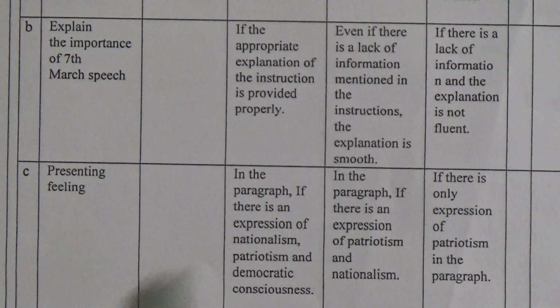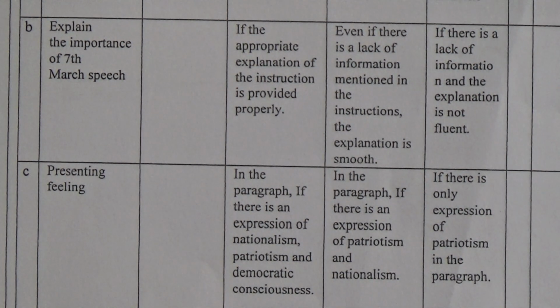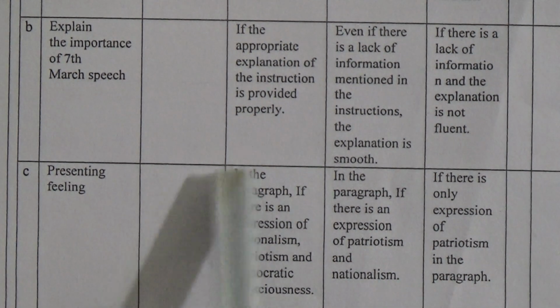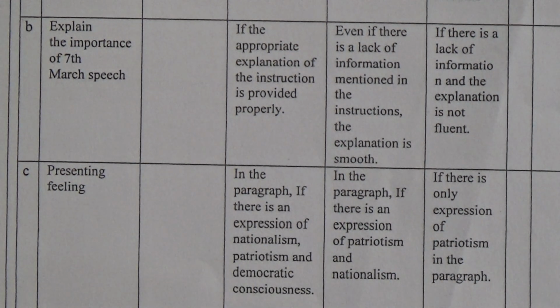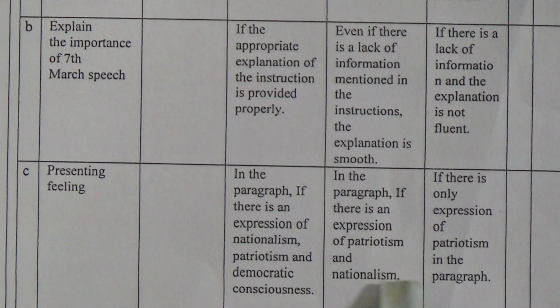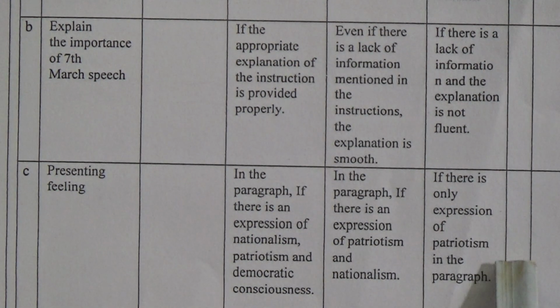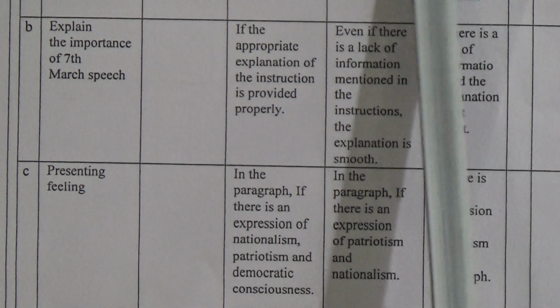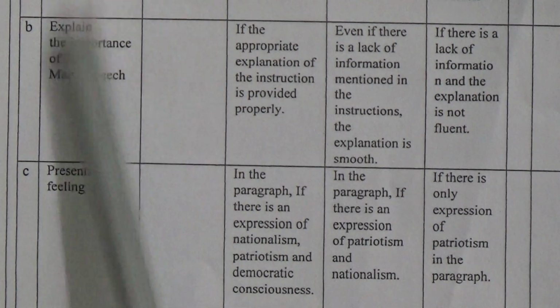Now come to the third part, which is presenting your feelings. You have to express patriotism, nationalism and democratic consciousness. Here, if there is an expression of nationalism, patriotism and democratic consciousness in the paragraph, you will get 3. If there is an expression of patriotism and nationalism, then you will get 2, and if there is only an expression of patriotism in the paragraph, you will get 1. So this is all about the direction of evaluation for the teachers for your assignment.